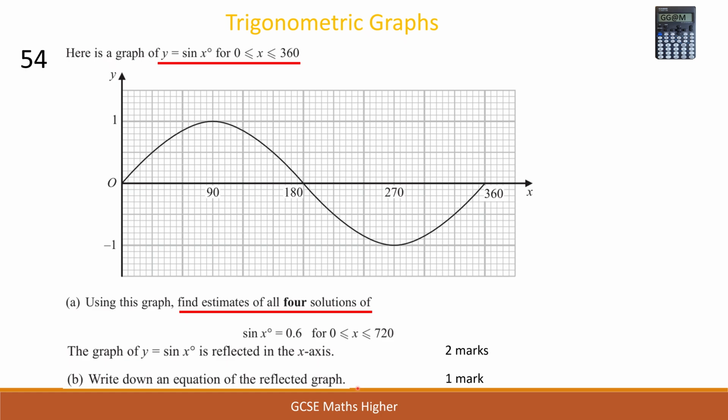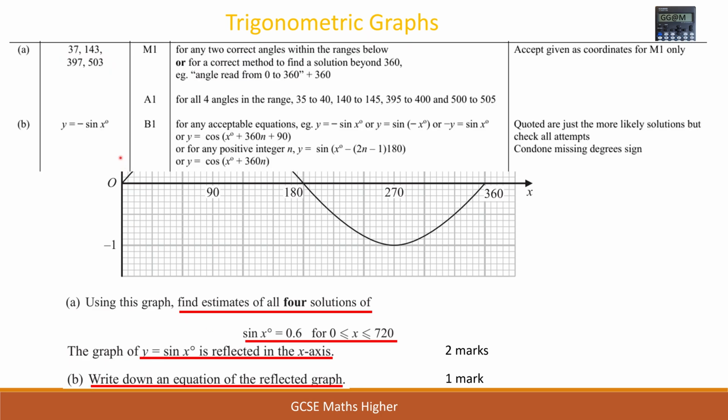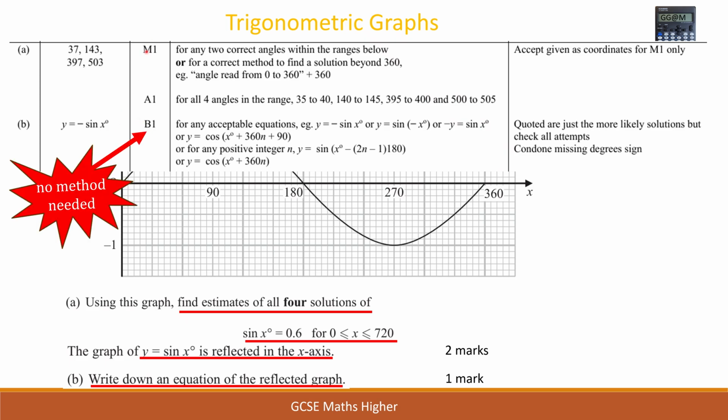So the keywords are highlighted here, and the answer was 37, 143, 397 and 503, and y equals minus sin x. So these are the marks. Remember, this M1 is a method mark, A is an answer mark, B means you didn't have to show any working, you can just write down the answer for this part.